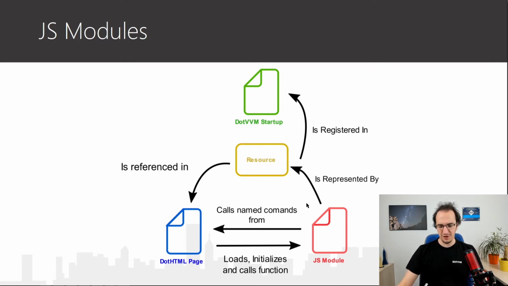To set up this relationship, as you know, all the .vvm resources like JavaScript and CSS files and such are managed in .vvm. They are represented as resources. Resources are registered in the .vvm startup file. They are registered so they can be used in the .html page.